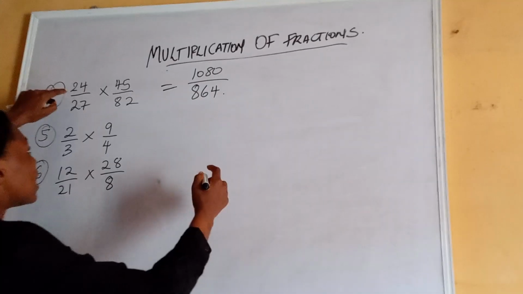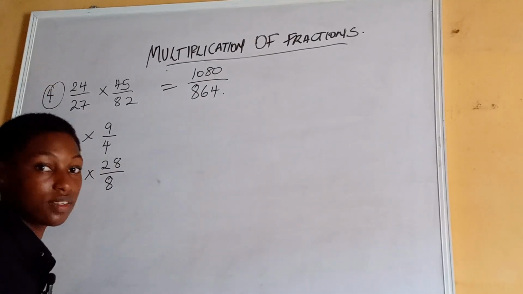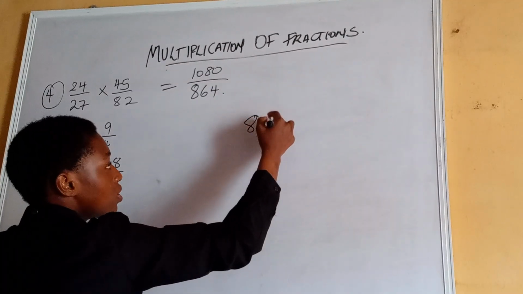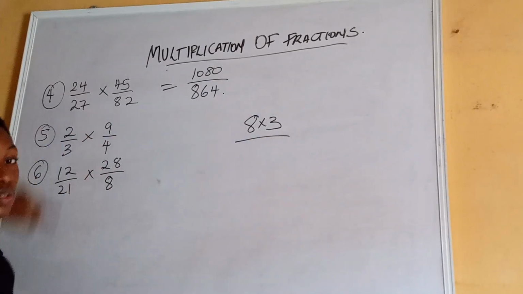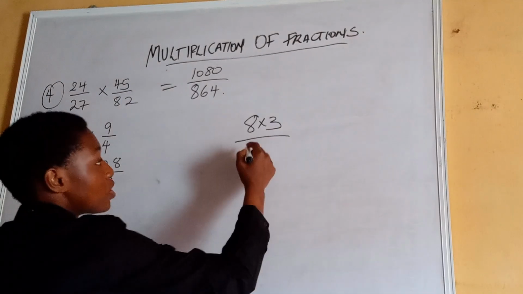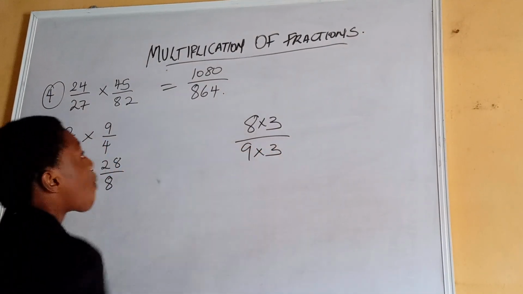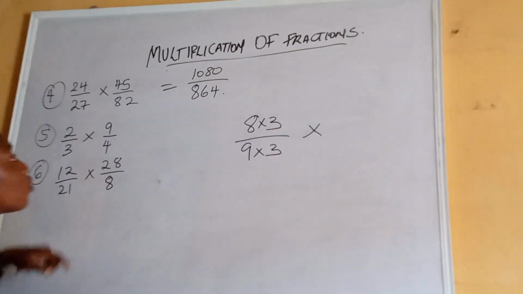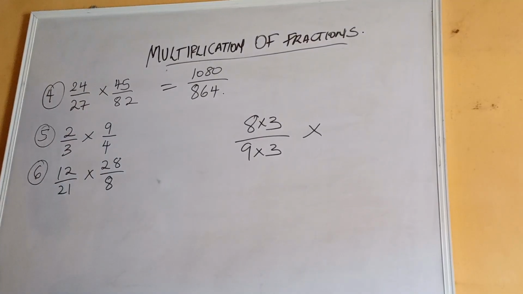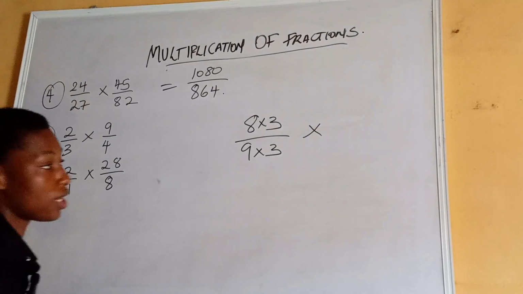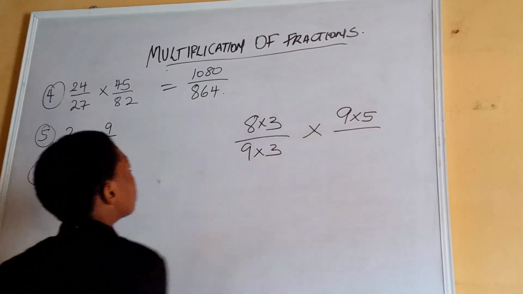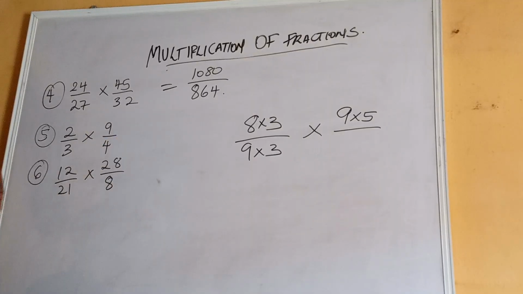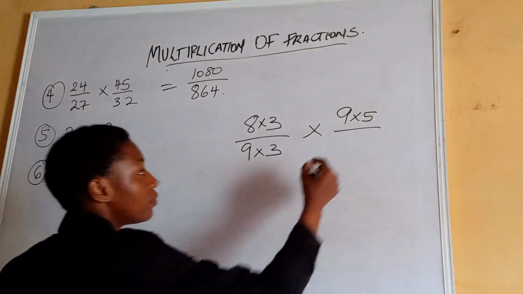It means since we know that this is 24 here, we can expand first. So that is 8 times 3, that's 24, right? All over, the denominator is 27. So 9 times 3 is 27. Times, we have 45 here. How can you break up 45? So, 9 times 5. 9 times 5 is 45, all over 32 over here. What can you multiply together that will give you 32? So that's 8 times 4.